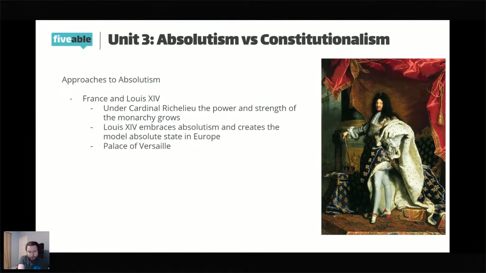Okay, we can see this specifically with the Palace of Versailles, the palace that Louis XIV has built. It's going to be the center of French government for the next 100 years, I guess, 150 years. But this is absolutism in its physical form, in its physical manifestation, as the Palace of Versailles. Okay, it showcased the prestige of the monarchy. It showcased everything that absolutism was supposed to be.